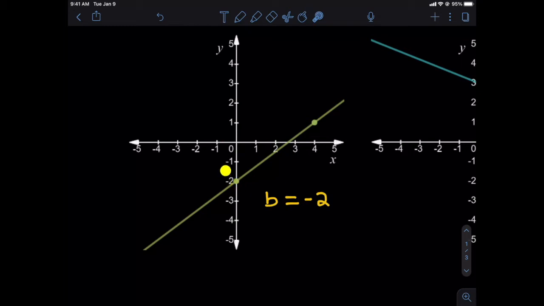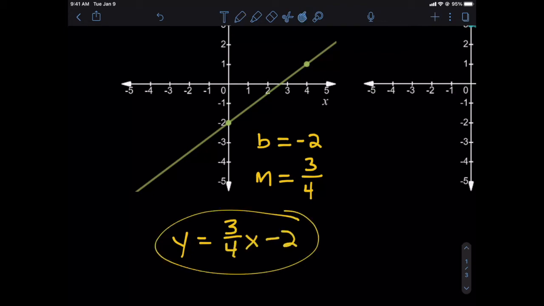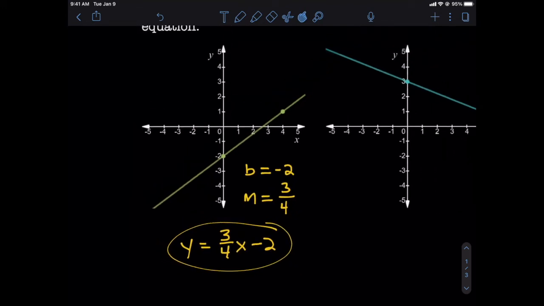Next, we need rise over run. So we see we go up 3, and then right 1, 2, 3, and 4 to move from the y-intercept to the next point. This tells us that our m is 3 over 4 because our rise was 3 and the run was 4. We take these 2 values that we found, we plug them into y equals mx plus b. This gives us the final equation of y is equal to 3/4 x minus 2. You see, nothing to worry about.